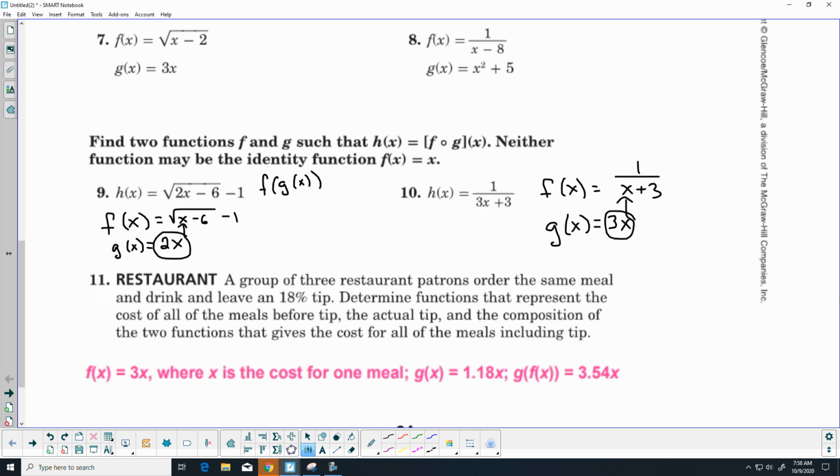Again, I think these ones are a little bit confusing. It might take your brain a little bit to wrap around it, and there's going to be more than one correct answer here. So if you came up with something different, chances are you're probably good.